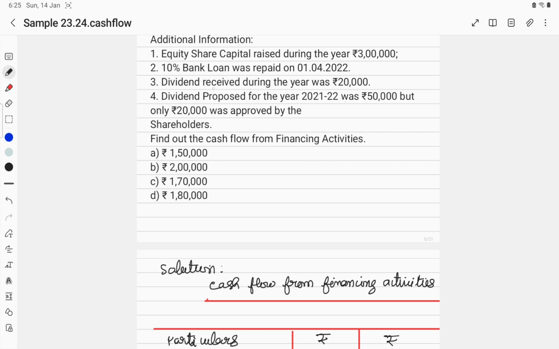Here we can understand one thing. Dividend received during the year is not a financing activity. It relates to the investing activity. Then here, 10% bank loan was repaid on 1/4/22. That is, 1/4/22 is the beginning of the year. So no interest should be provided.